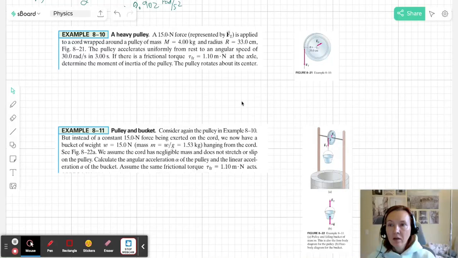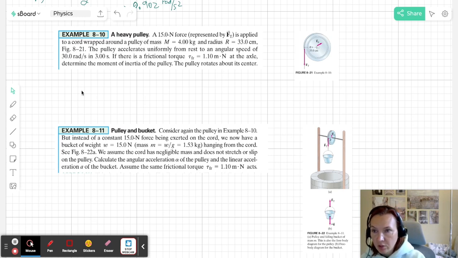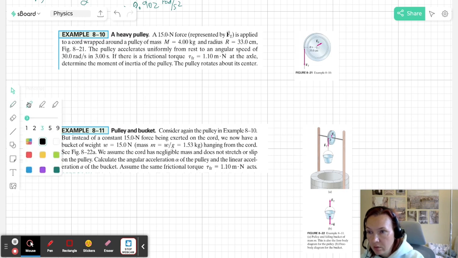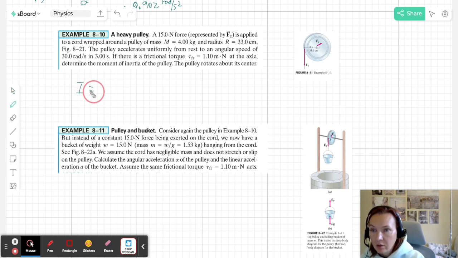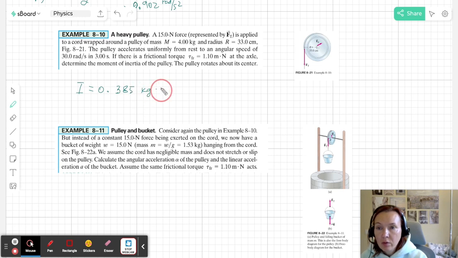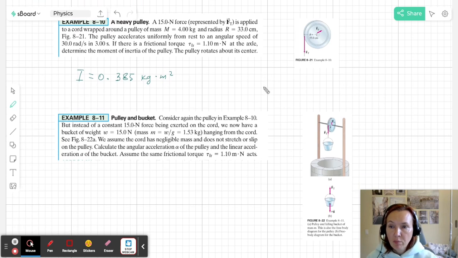In class last time we solved the problem about the heavy pulley without anything attached to it, and then we solved for the moment of inertia, which I believe was I equals 0.385 kilogram meters squared. Now we are going to make this problem a little bit more challenging, a little bit more interesting, by attaching a bucket to the wheel, to the pulley.